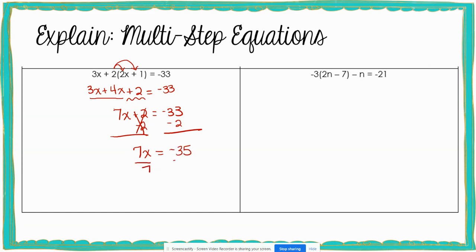Then I'm going to divide by 7 on both sides. These will cancel to leave me with x equals negative 35 divided by positive 7, which is negative 5. So x equals negative 5.